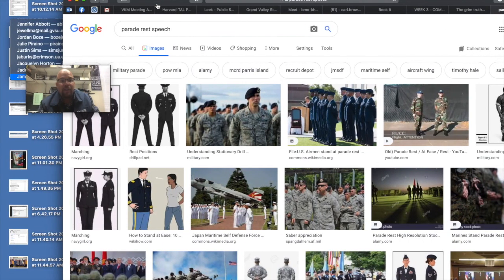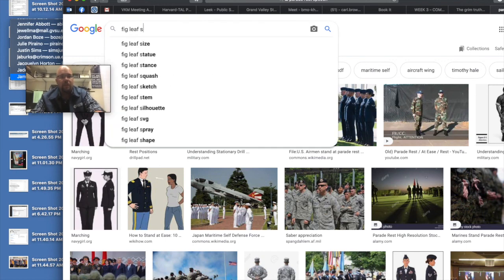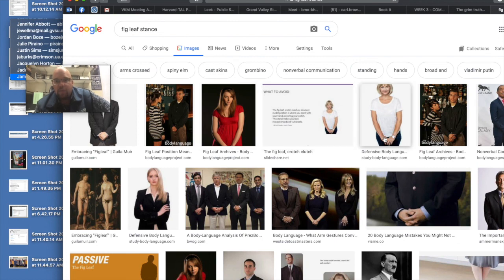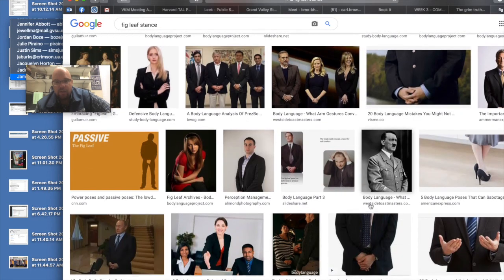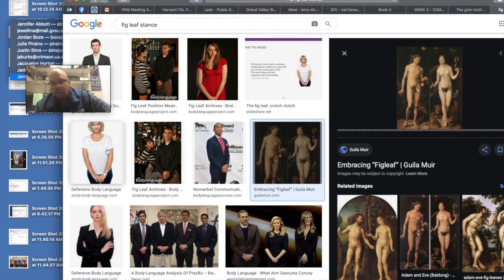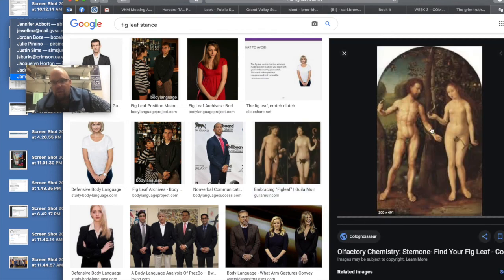Next, you've got the fig leaf. Let's see, fig leaf stance. That's the one. Avoid this. It draws attention to your junk. I mean, basically, you don't want to do it. And this is where it comes from. When you think about the Adam and Eve story, they always are depicted with fig leaves over their persons there. We don't want that for a speech.